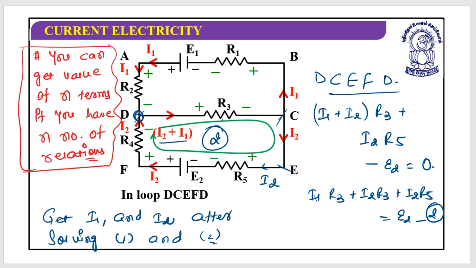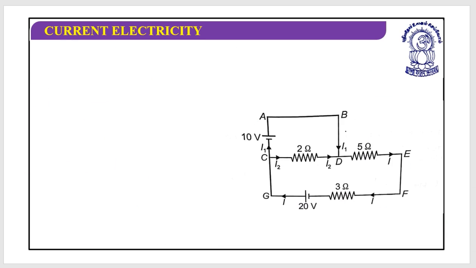The situation is more than enough. You are going to have your answer. I hope these things are clear. Is it clear? So if you have three unknowns, you must have at least three relations. If you have five unknowns, you must have at least five relations. I hope these things are clear. Is it clear? Great. Now let's practice the question.